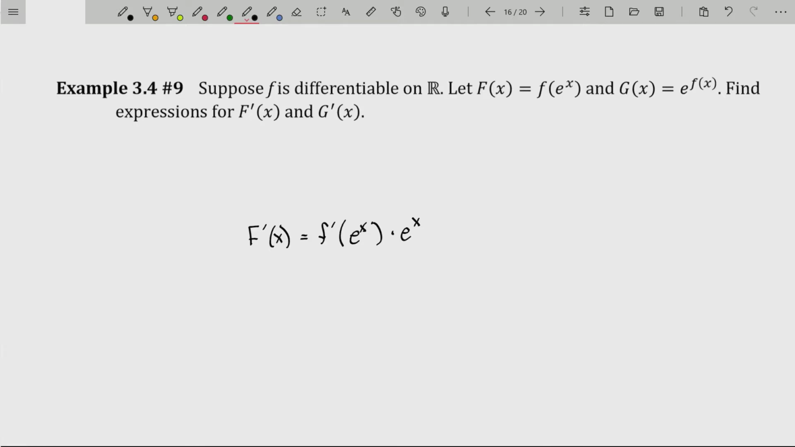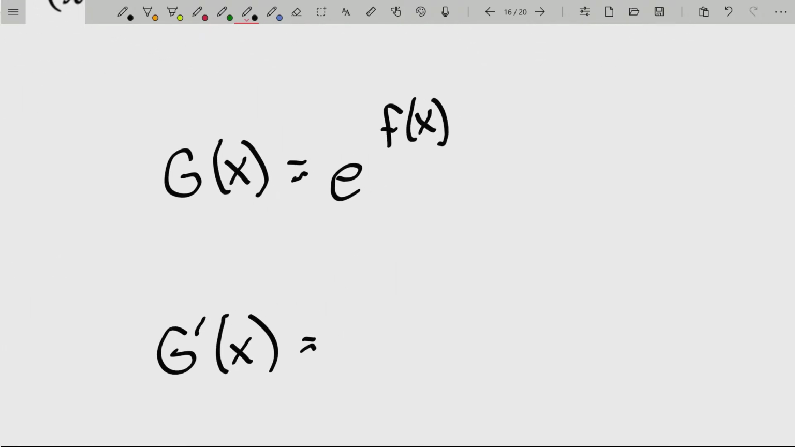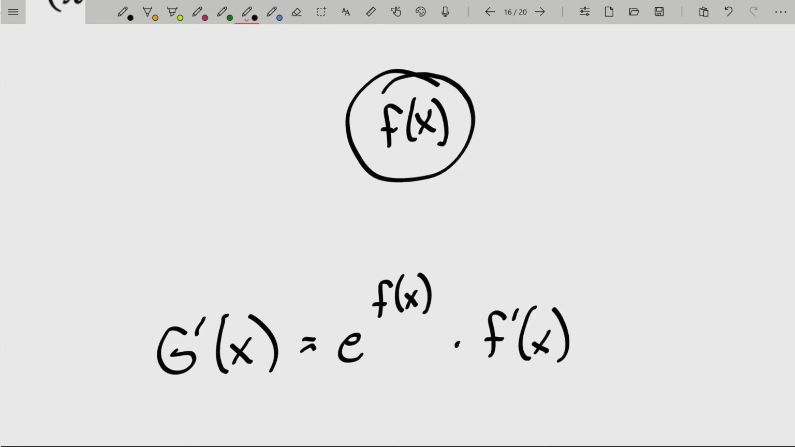G of x. Well, that is e to the f of x. So g prime of x is equal to, the outer function here is e to a power. The derivative of e to a power is e raised to that power, actually. So we've taken that derivative times the derivative of the power itself, and you're done.